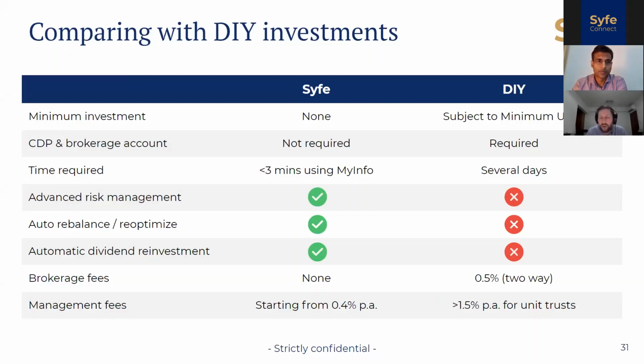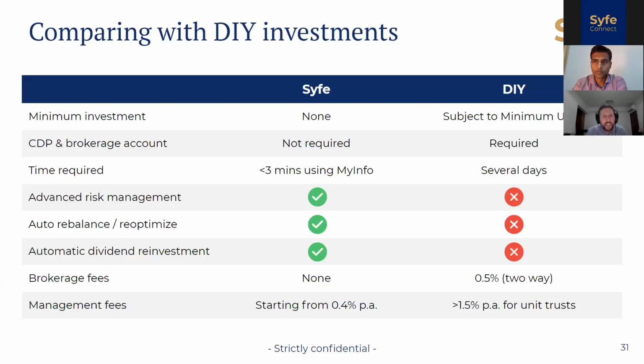So a very obvious one, as mentioned earlier, is that we have no minimum investment amount. So you pretty much can start with anything you like. Whereas if you were to start investing into stocks or ETFs or even unit trusts, there's often a minimum subscription amount or minimum lot size or minimum number of units that you would need to start with before you can get going. So it can obviously sometimes be prohibitive, especially if you're investing on a monthly basis.